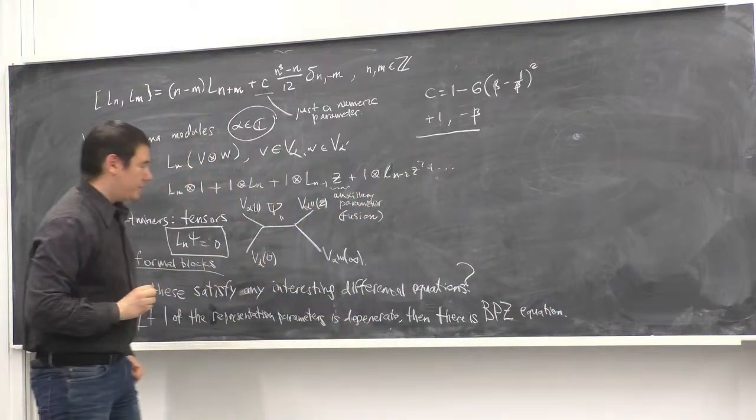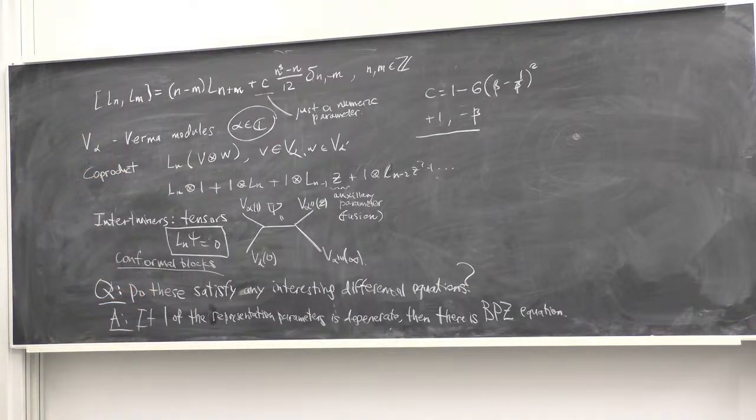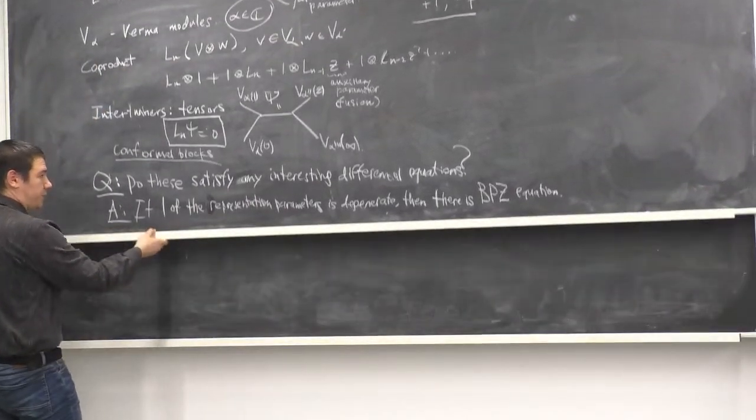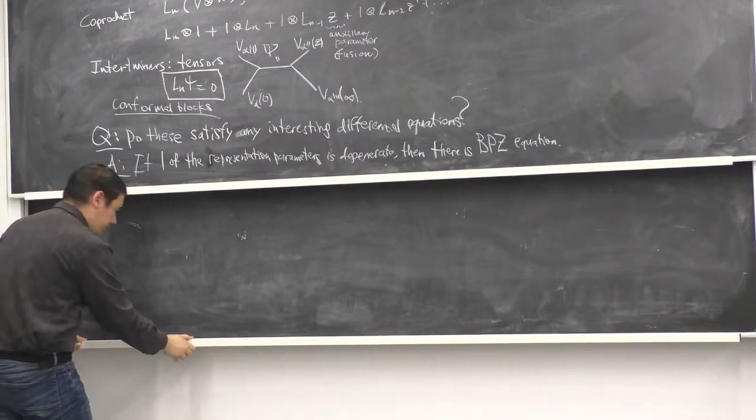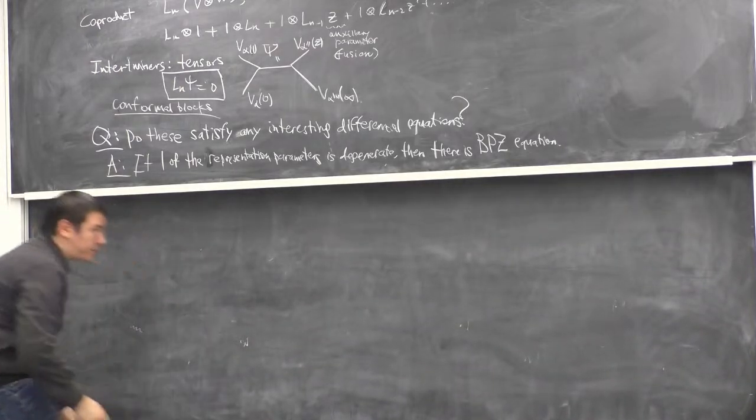At least the BPZ equation, but probably more. In fact, this is precisely the situation in my paper. I consider several degenerate representations, and I can make equations, much simpler equations than before. Okay, I will not write the BPZ equation because I'm sure that many people saw it, and because I don't have much time.